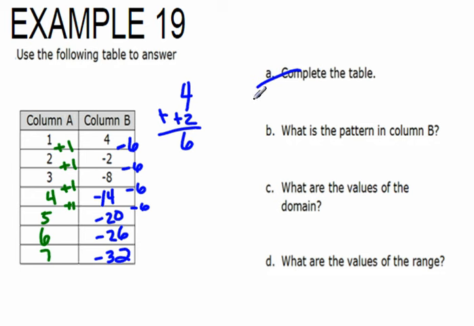What is the pattern in column B? Well, in order to complete the table, we had to find that. So we know that we were subtracting 6 or that we were decreasing by 6.